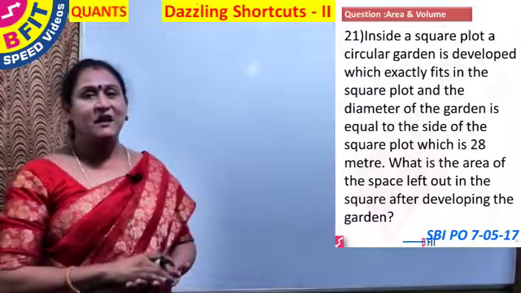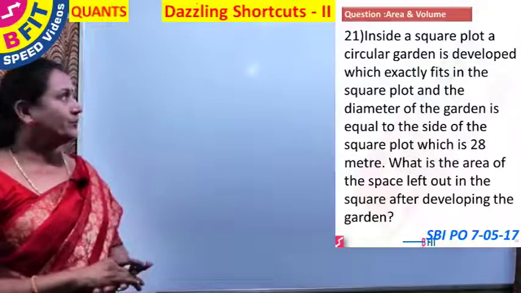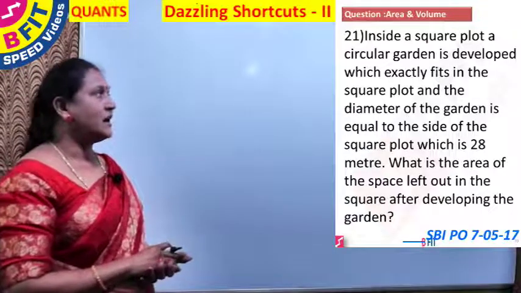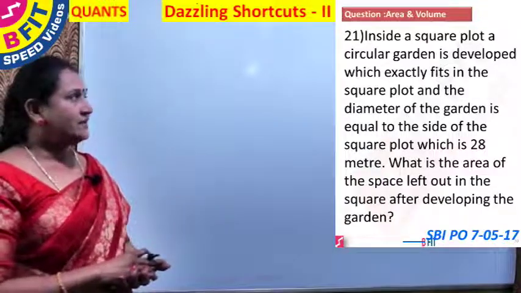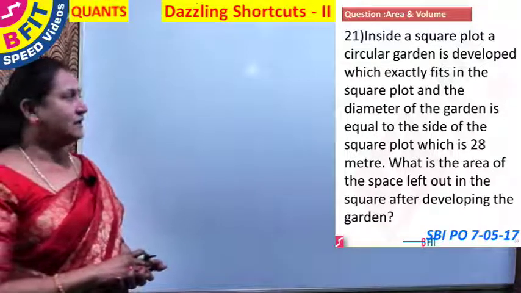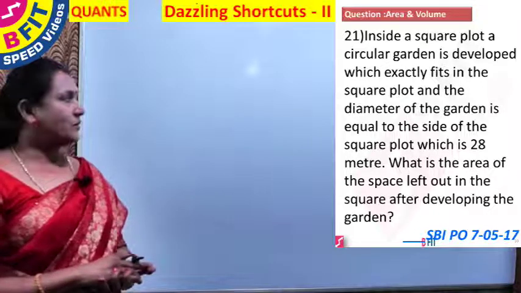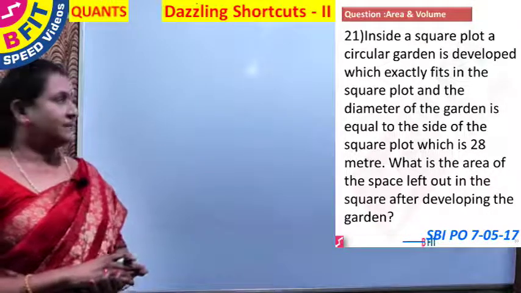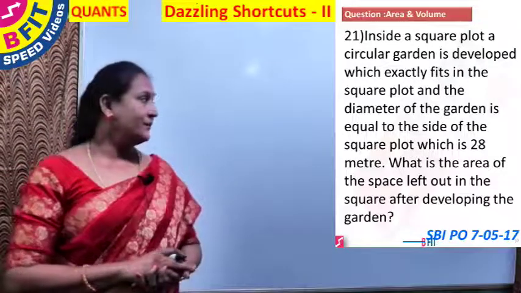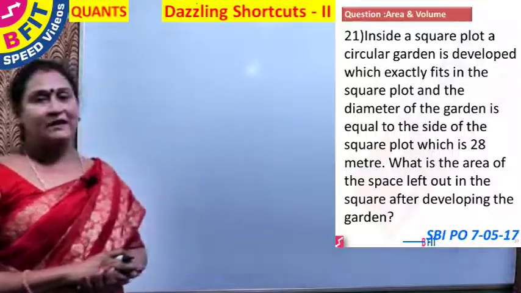So next question under the topic area and volume. So the question is, inside a square plot, a circular garden is developed. It fits in the square plot and the diameter of the garden is equal to the side of the square plot, which is 28 meters. What is the area of space left out in the square plot after developing the garden?